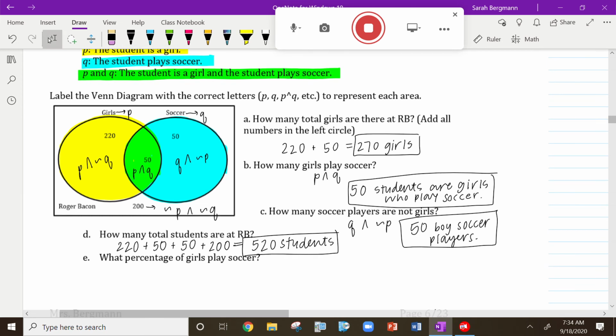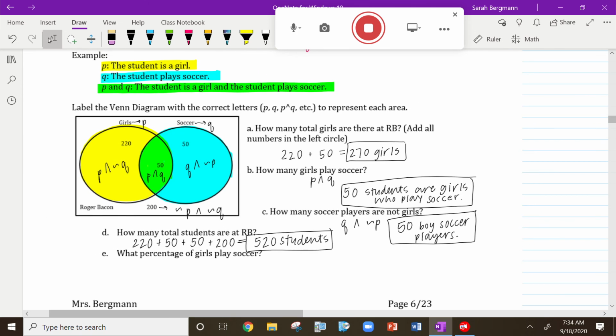Finally, this is the most challenging question. What percentage of girls play soccer? So percentage, we know we'll be doing division. So out of the girls, of means divide. So the total number of girls, we didn't calculate this yet, but it's everything in the yellow circle. Oh, yes, we did. Part A. So the total number of girls is 270.